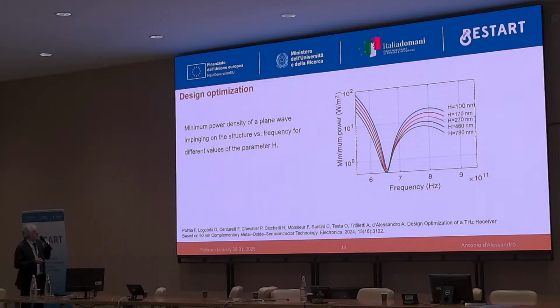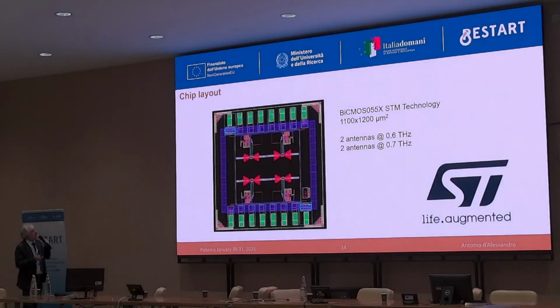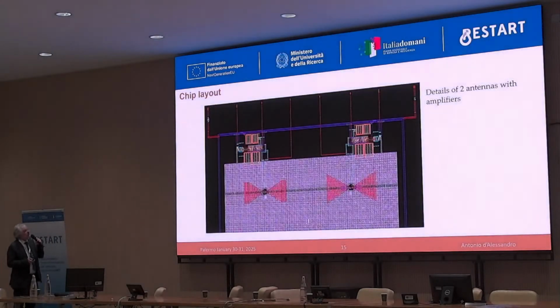low noise amplifier. And here this is the schematic, the overview of the chip layout developed by using the BiCMOS 55X technology, including two antennas operating at 0.6 terahertz and two antennas at 0.7 terahertz, considering that this technology can be scaled. Of course, this is just the details of the two antennas and the amplifiers.